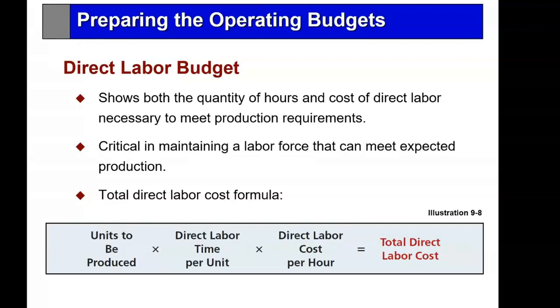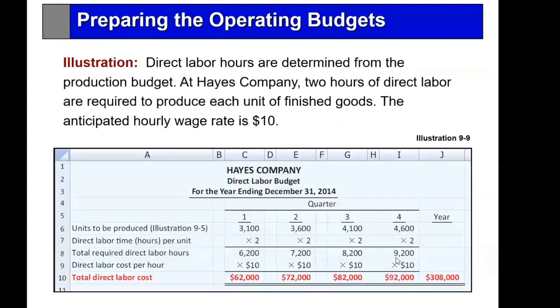So you simply look at the production budget. How many units do I need to produce in this quarter? How much time does it take to produce one unit? And how much do I pay per hour for each unit? And I get the total direct labor costs. So direct labor hours are determined from the production budget, of course. 2 hours of direct labor are required to produce each unit of finished goods. The anticipated hourly rate is $10.